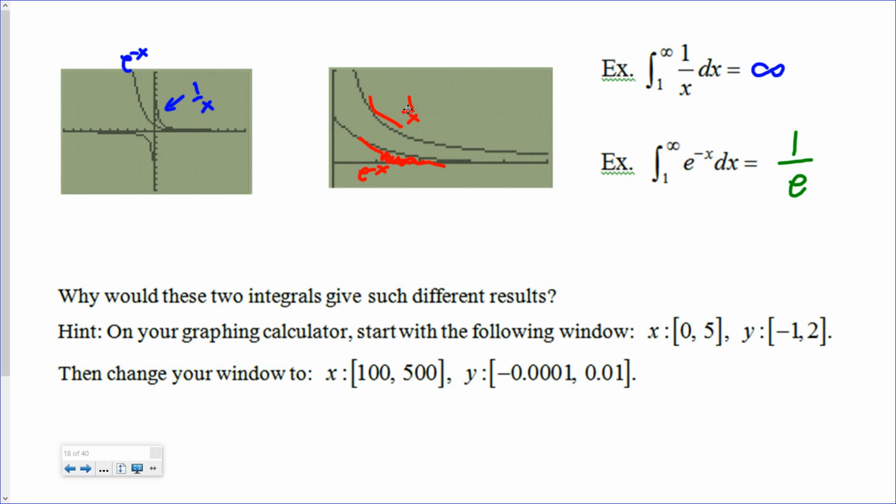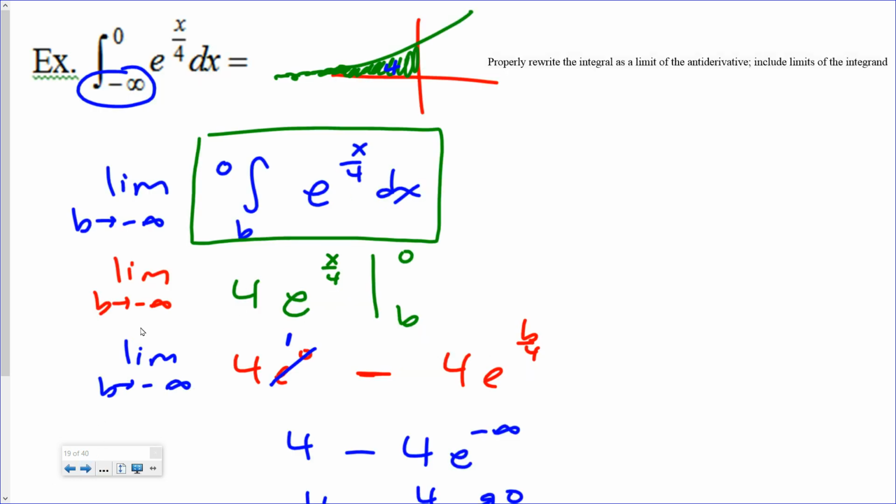If you actually graphed on your calculator 1 over x and e to the negative x, what you'll see is that the area under the curve for e to the negative x is way smaller than the area under 1 over x. Does that make sense? And that's part of the reason why this one converges and this one doesn't. But that's only part of the reason. The other part of the reason is it just does converge. All right, let's look at this problem.